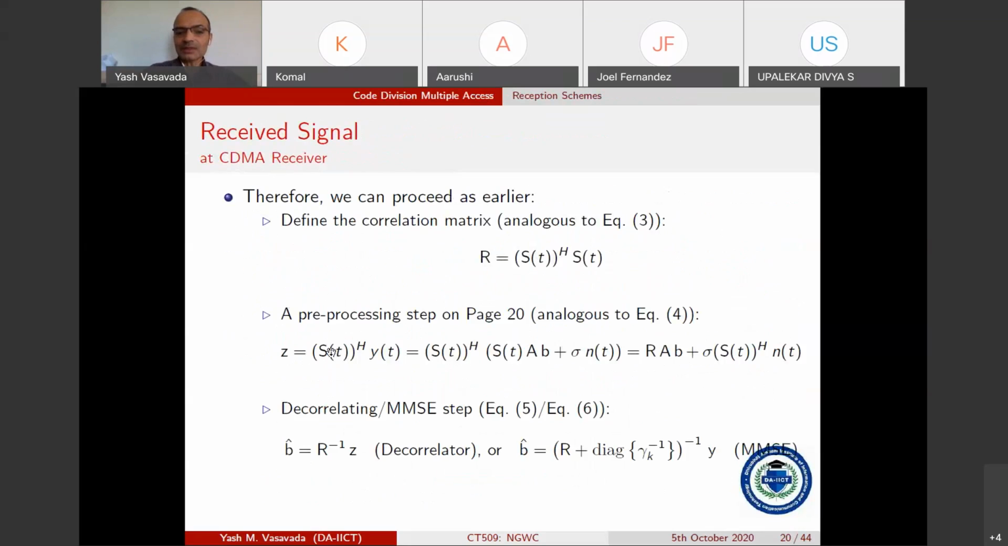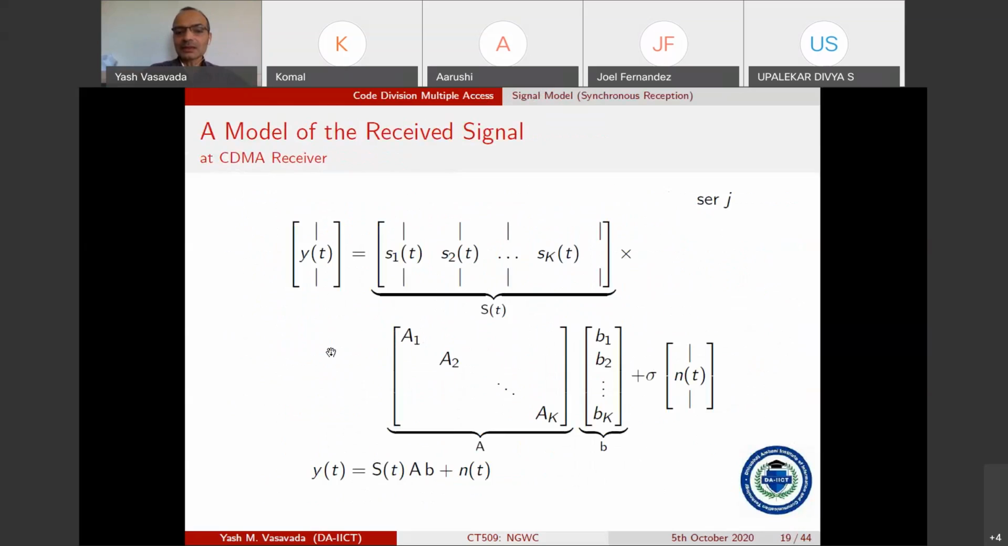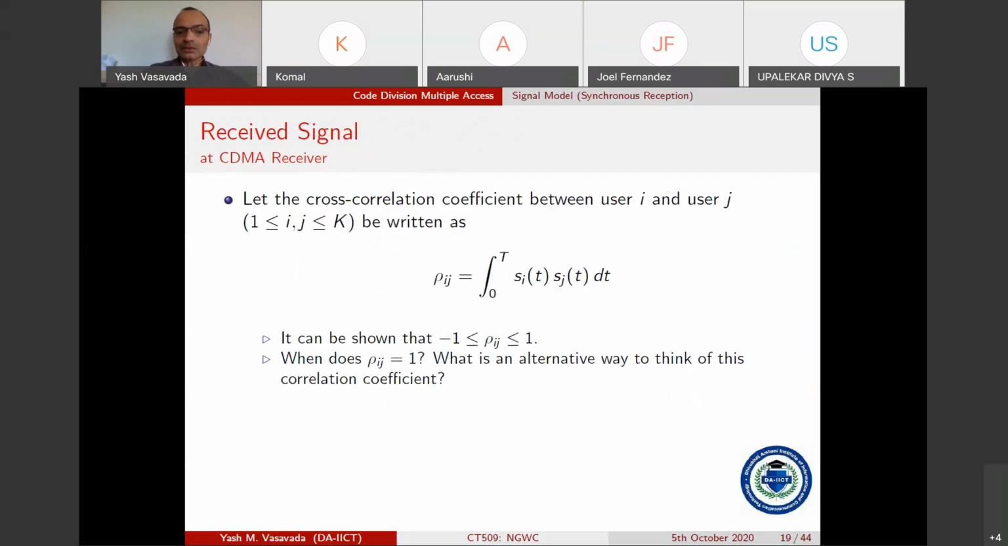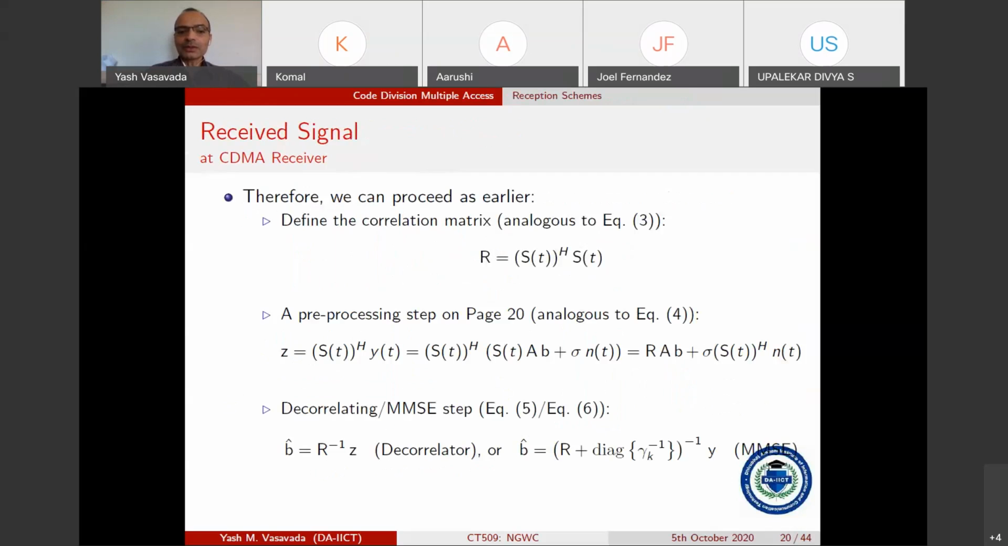This S of T, remember, is the signature sequence. So when I do S Hermitian T times Y, for the first user, I am matching the filter to be same as S1 of T. The second user's filter is matched to S2 of T, and so on. And so the output of single user match filter is nothing but the Z.